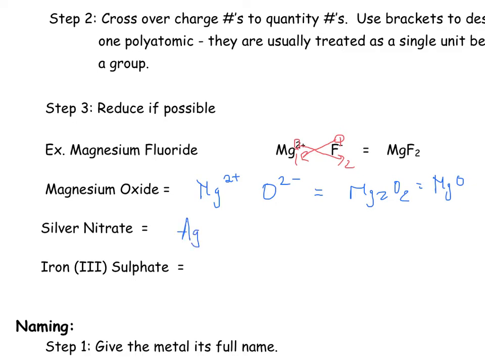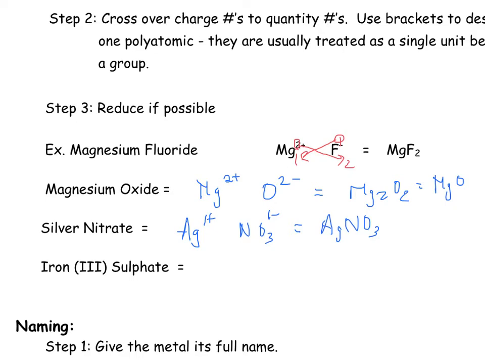Silver has an Ag with a 1 plus charge, and a nitrate is an NO3 with a 1 minus. If I crisscross these charges, I get AgNO3. There's no need to put brackets around the nitrate because I didn't cross a number over top of it. AgNO3 is in the lowest terms.